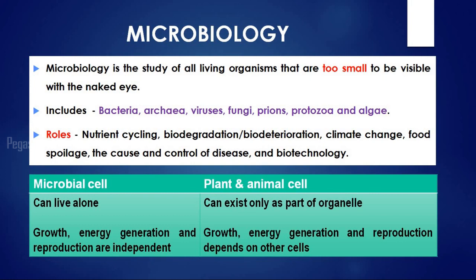But in the other case, plant and animal cells cannot exist on their own. They are always present as a group. They need teamwork to perform a function, and other functions like growth, energy generation, and reproduction depend upon the interaction between these cells. So this is the difference between the microbial cell and the plant or animal cell.